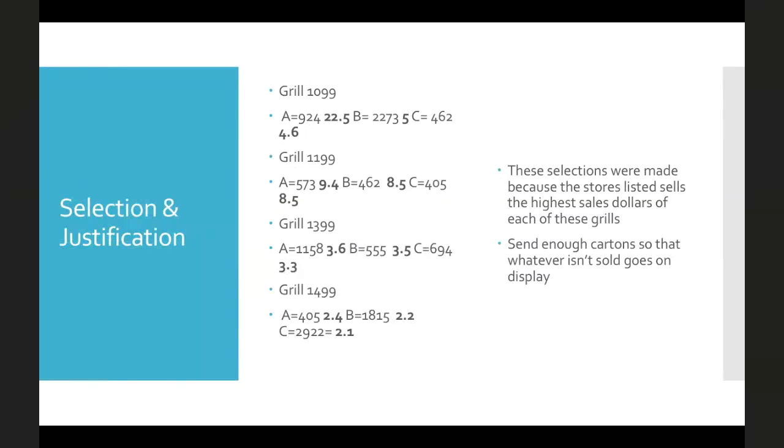As far as our selection justification, we have all of our A stores, B stores, and C stores, and we're sending them enough so that they can end up selling the exact same amount, or a little bit higher than they've sold in years past.